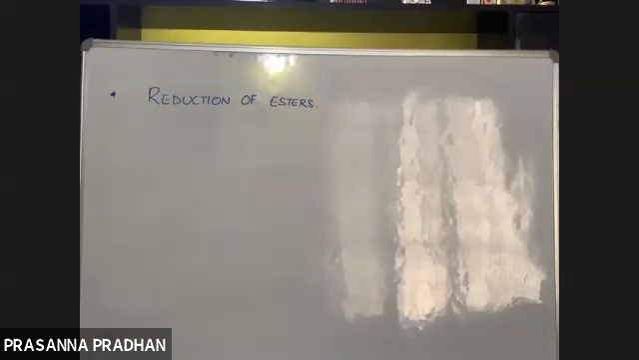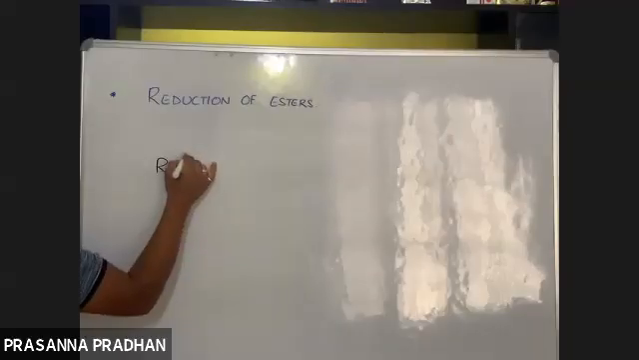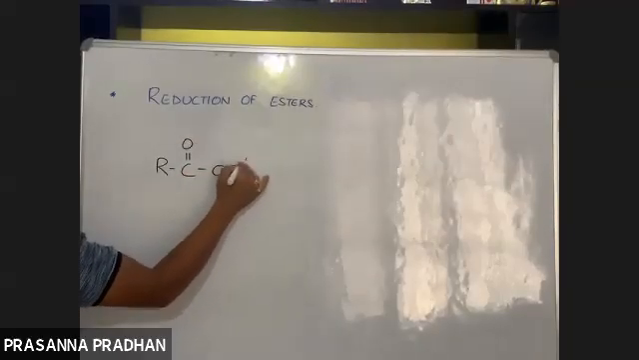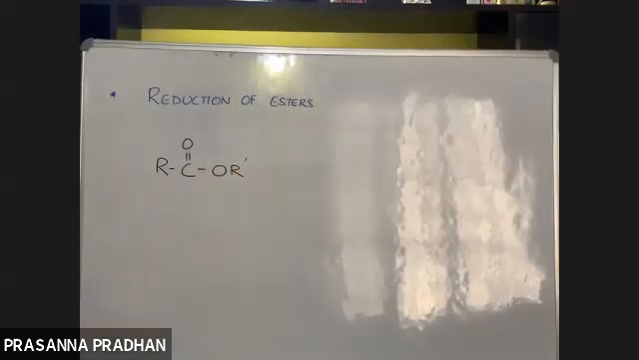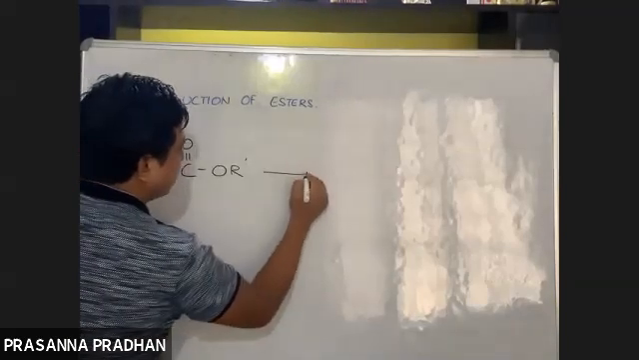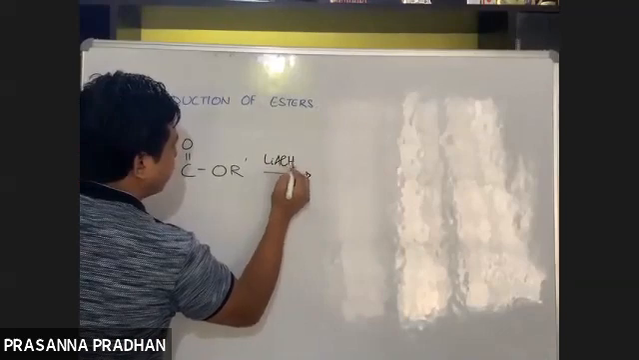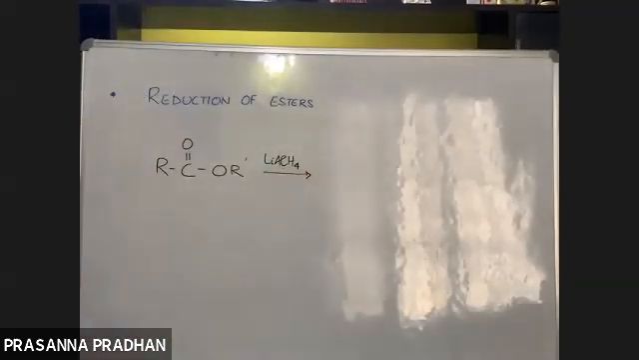Yes, I had given you a list of reducing agents. Now we have an idea about the reducing agents. We have discussed them extensively in the earlier class. So what are esters? Esters are compounds having this general formula, RCOOR. If you reduce these, esters are reduced by lithium aluminium hydride or by hydrogen and nickel.